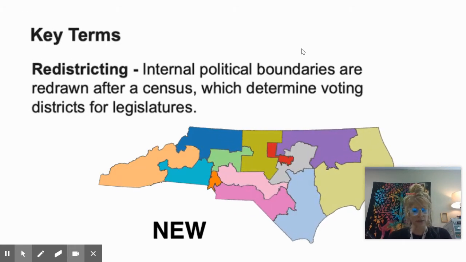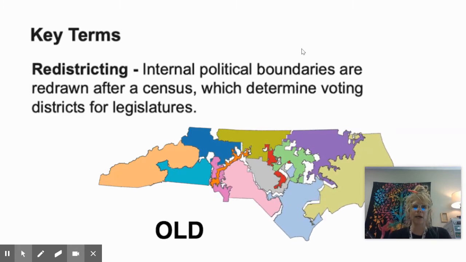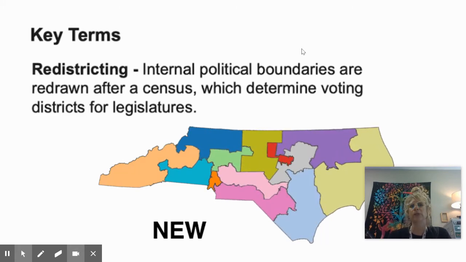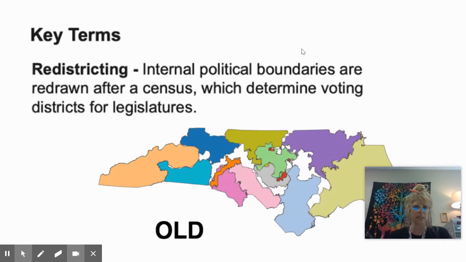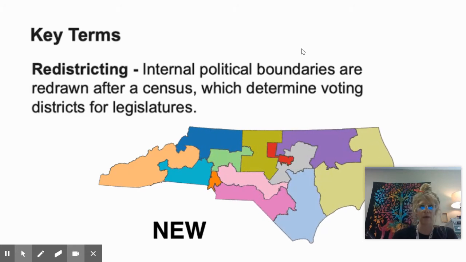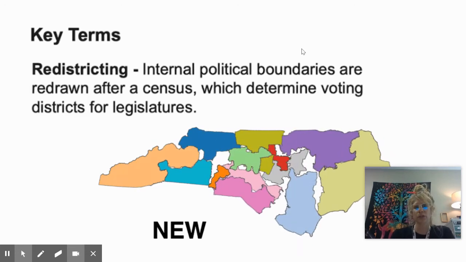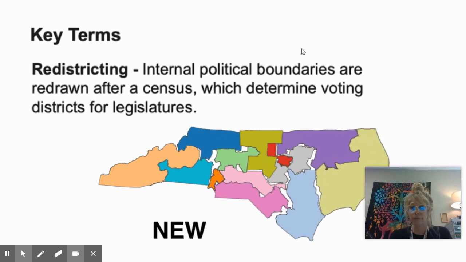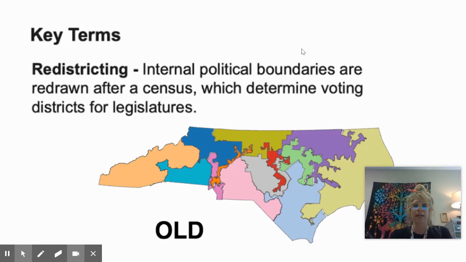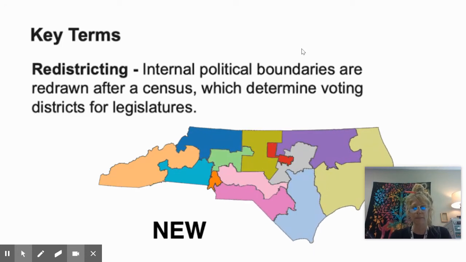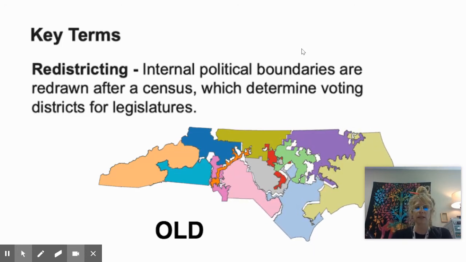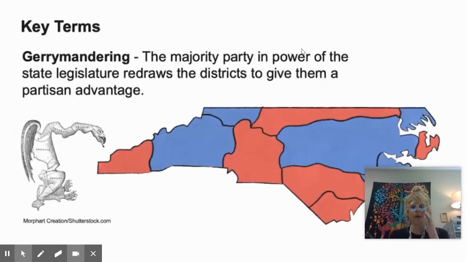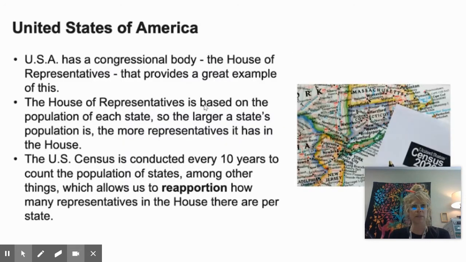All right, the next key term is going to be redistricting, and all that means is internal political boundaries are redrawn after a census. We talked about this in the simulation as well, which determine voting districts for legislatures. Okay, so this is all that 435 number of House of Representatives is based on those census numbers and where we redraw lines.